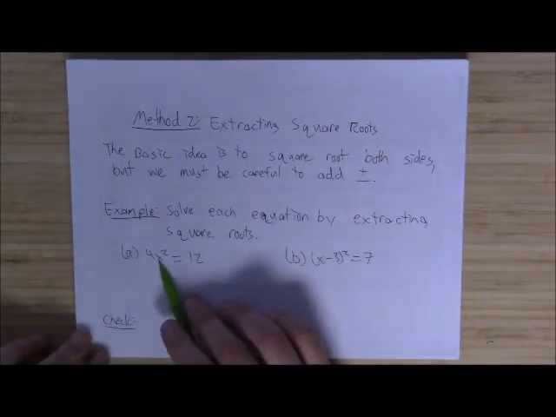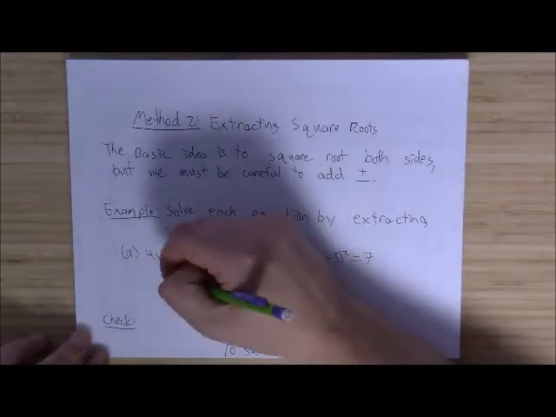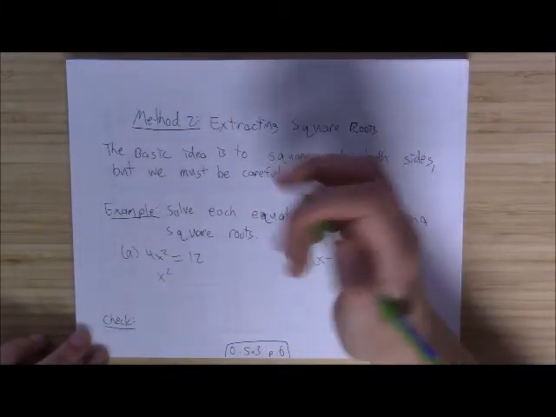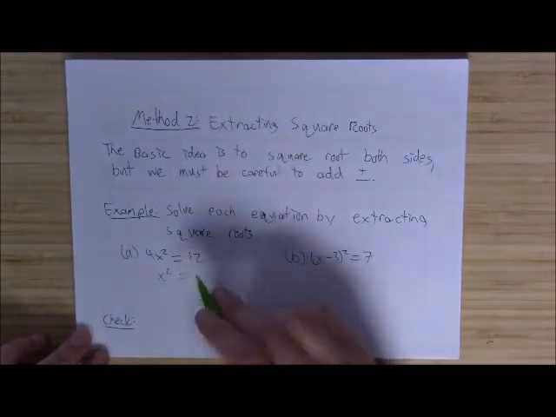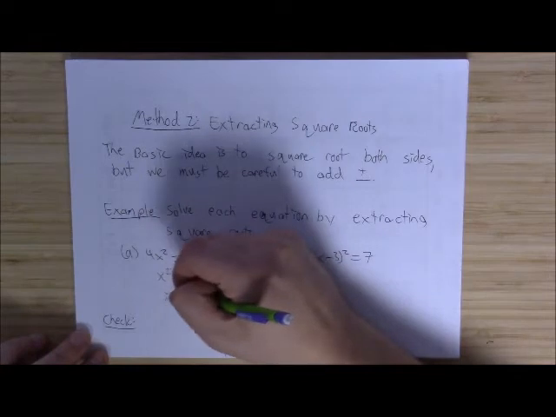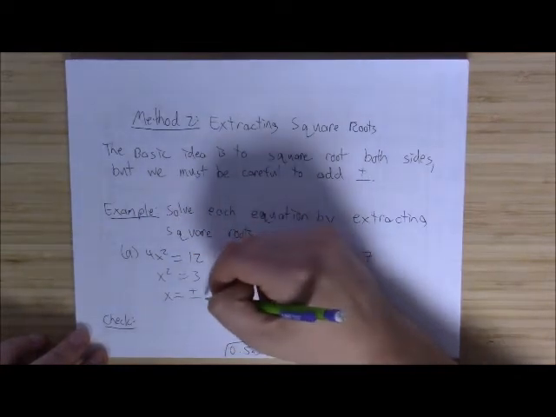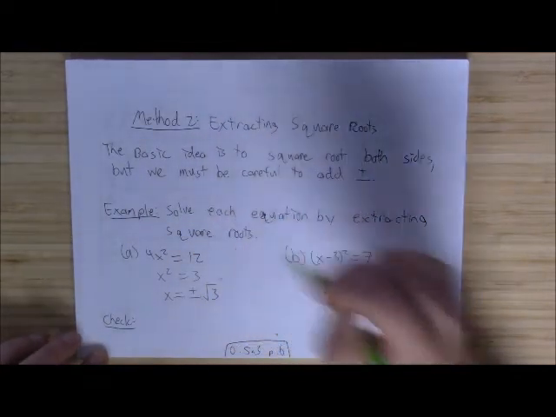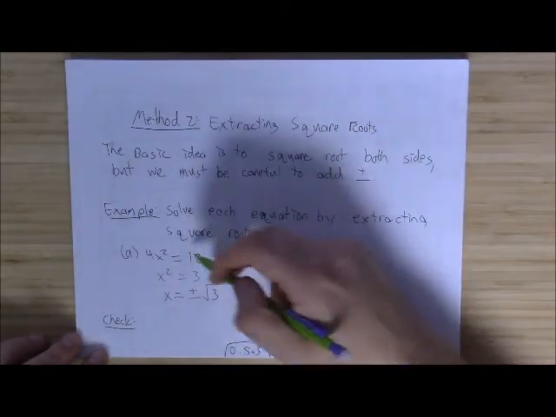Whenever we see a perfect square, we're going to isolate that expression. So let's divide both sides by 4. When we divide both sides by 4, we get 3. Now we're going to take the square root. When we take the square root, we need to be careful to remember to add in the plus or minus. Okay? Let's check this.